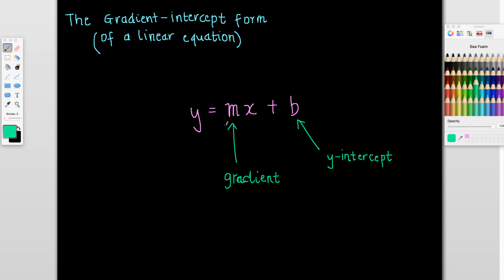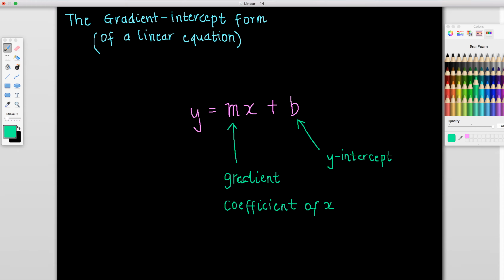One thing about the gradient is it will always be the coefficient of the x. At the moment it's written first in the equation, but don't just assume that if it's written first, it is the gradient. You want to make sure that it is actually the coefficient of the x. So it's the number that's being multiplied by the x variable. I just wanted to make that point. What I'll do now is show you a couple of examples of what we could be asked with the gradient-intercept form.